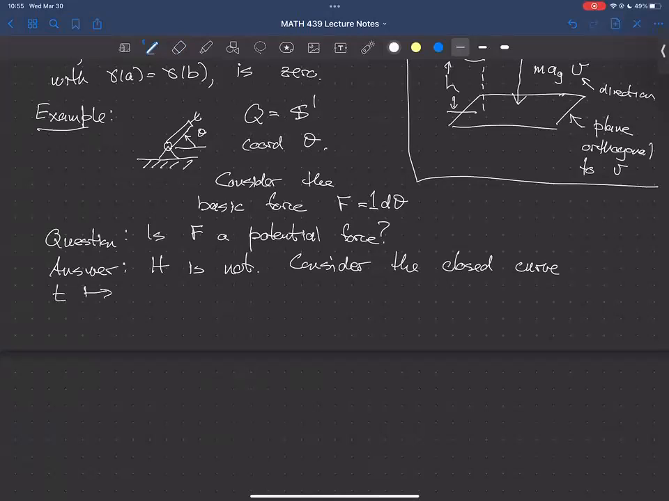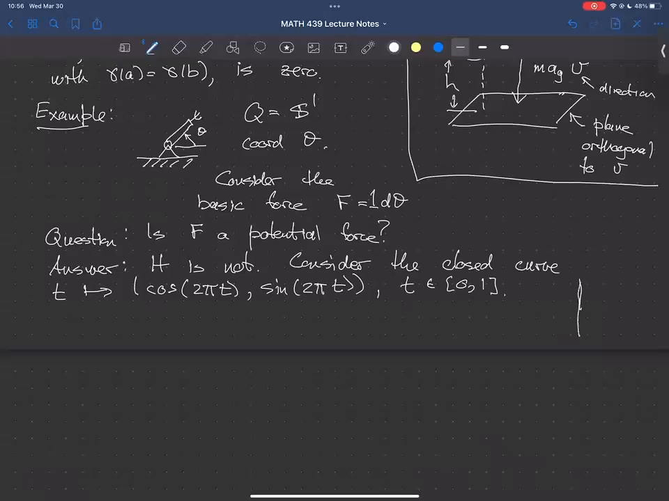T goes to, so it's a curve in S1, and I'm going to write a point in S1 as (x, y) with x squared plus y squared equals 1. Like so. So this is a closed curve defined for t in [0, 1]. This is the curve which just goes around the circle once. It starts here, goes around, and ends here. So that's my curve.